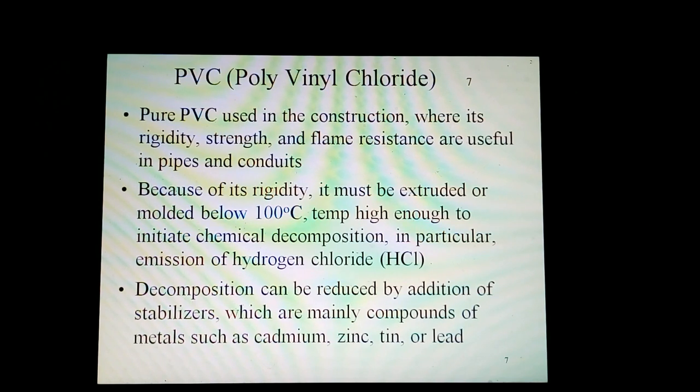Because of its rigidity, it must be extruded or molded below 100 degrees centigrade, the temperature high enough to initiate chemical decomposition, in particular, the emission of hydrogen chloride, HCl. Decomposition can be reduced by the addition of stabilizers, which are mainly compounds of metals such as cadmium, zinc, tin, or lead.